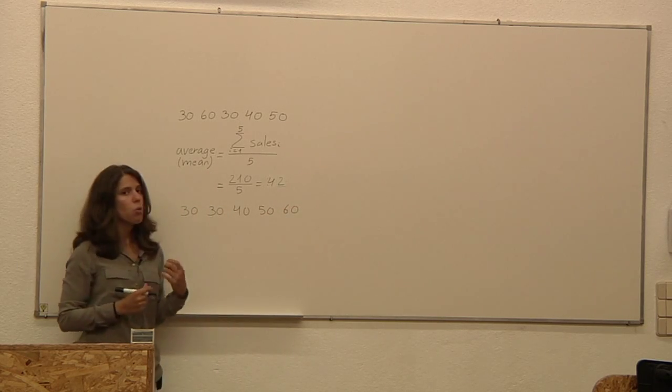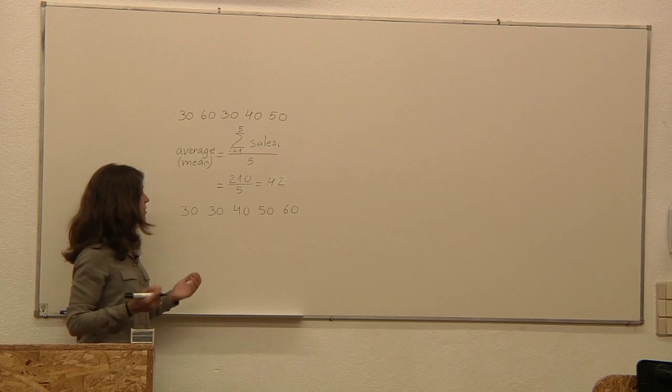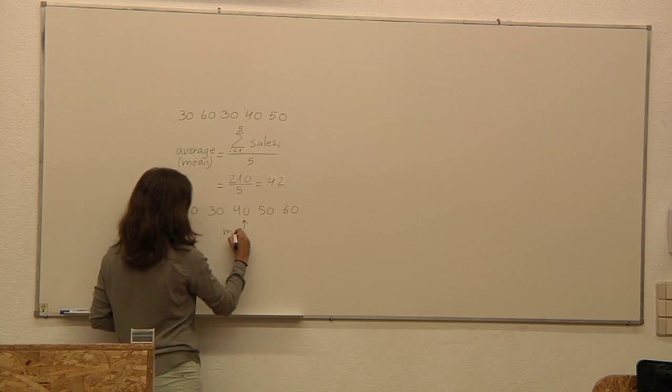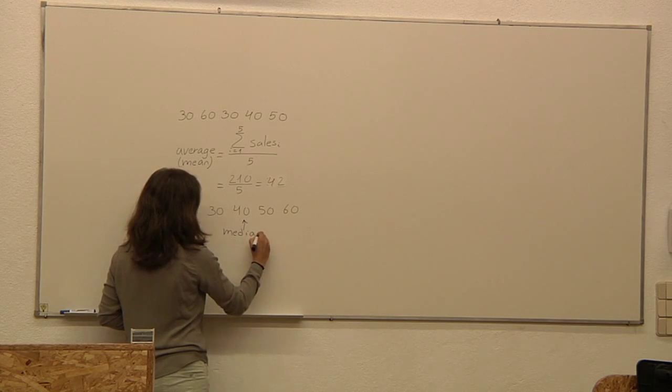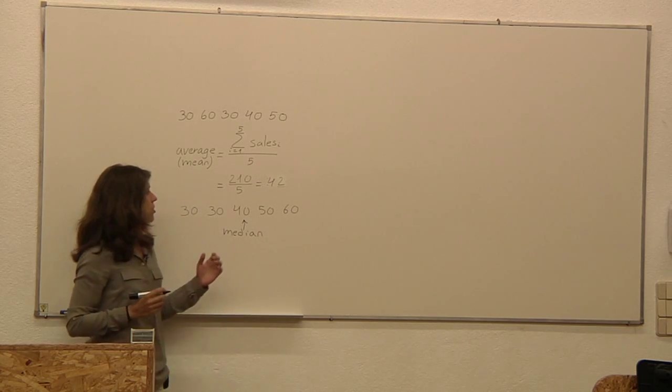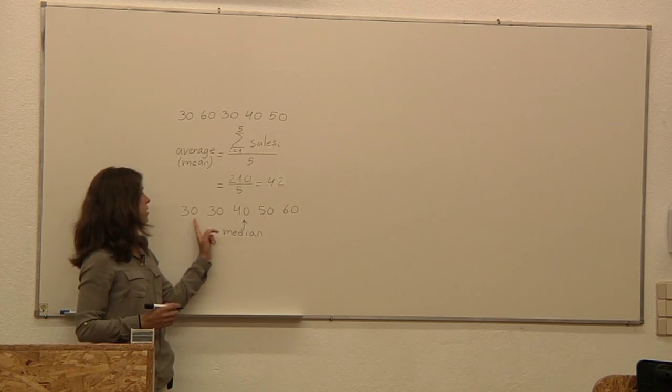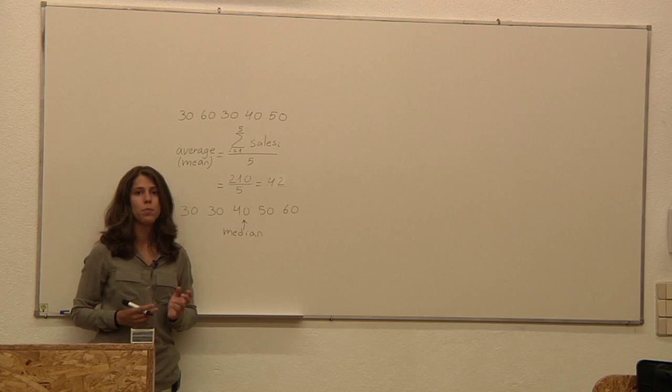Okay, so what is the number that is in the middle? That's easy, it's number 40. So that is what we call the median. The number that ensures that 50% of the observations are above and 50% of the observations are below.